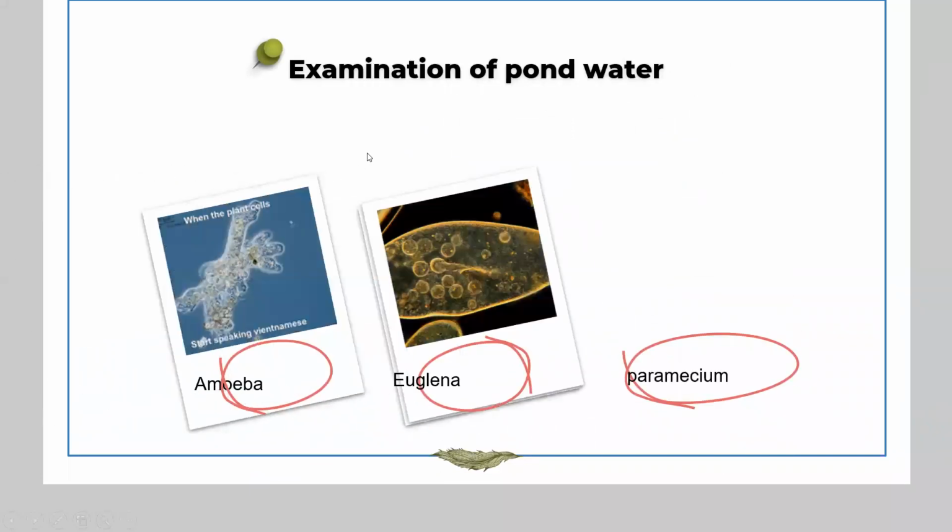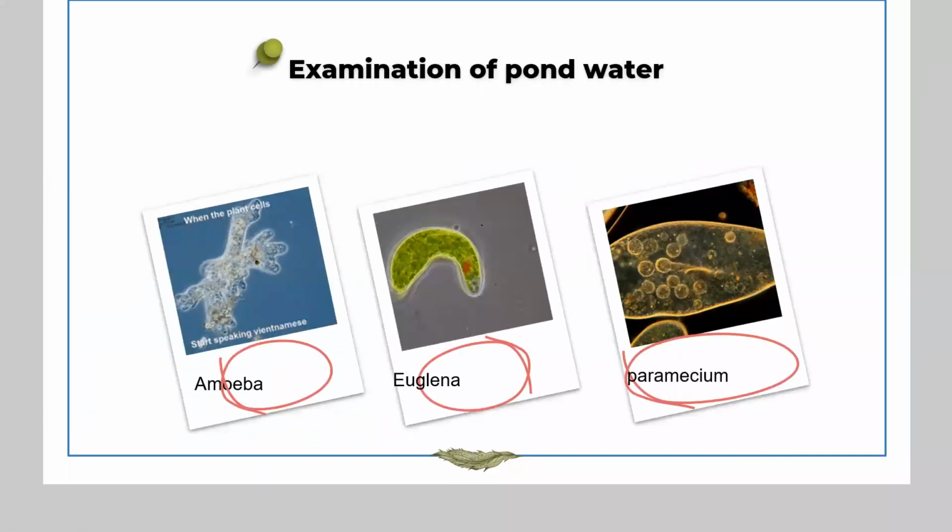Examination of pond water. When you get a drop of pond water and put it under the microscope, you will notice that you can see amoeba, euglena, and paramecium. All of these creatures are microorganisms, and you can only observe them by using a microscope. So, repeat after me: amoeba, euglena, paramecium.